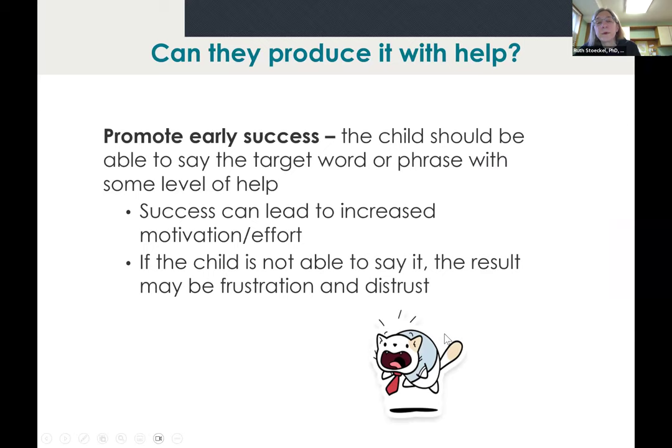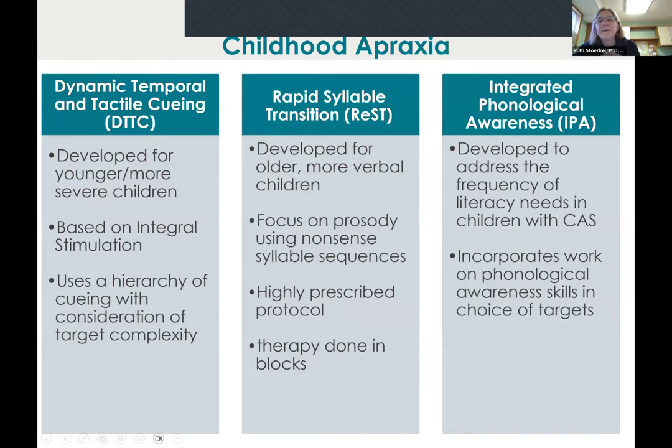So we want to promote early success by helping the child to say some things that are fairly easy so that they build that risk-taking behavior. If we keep saying, try it again, try it again, try it again, and the child can't say it, everyone gets frustrated. So that's not helpful. So a real quick run through.